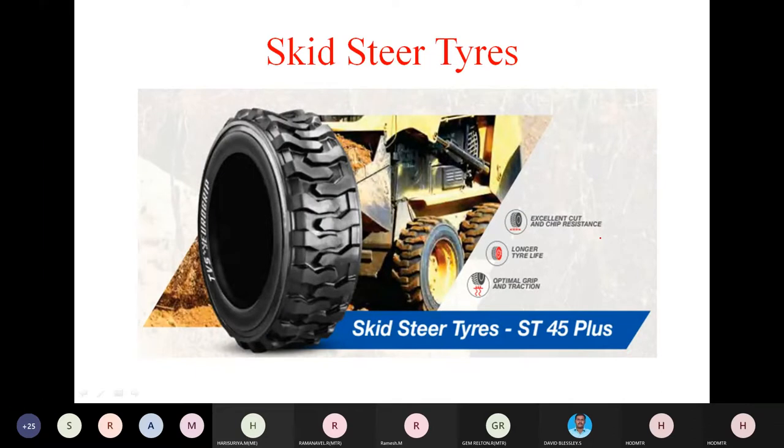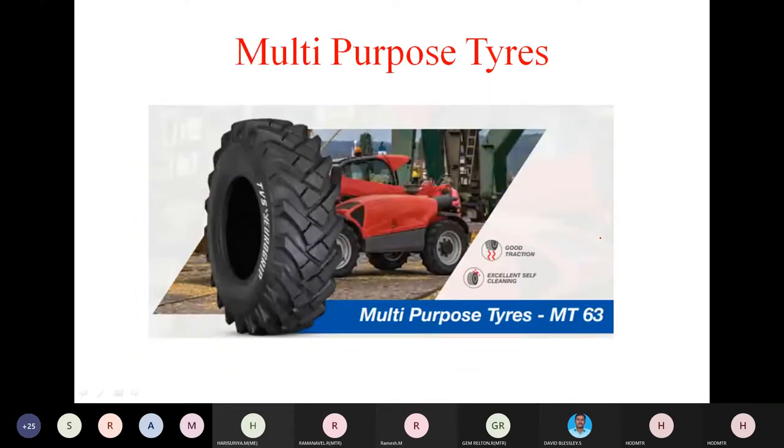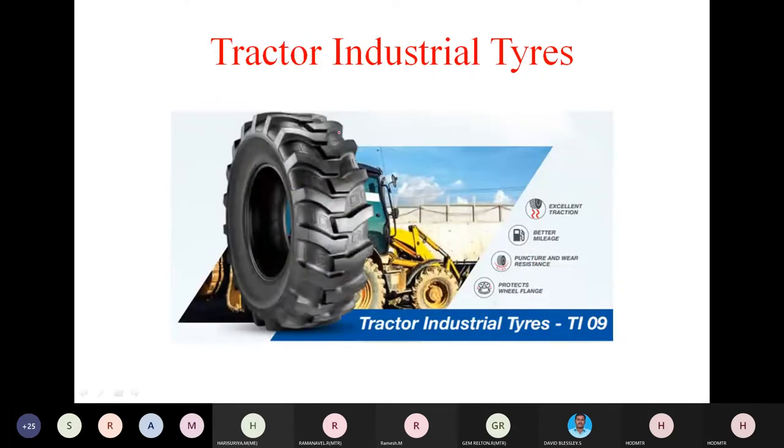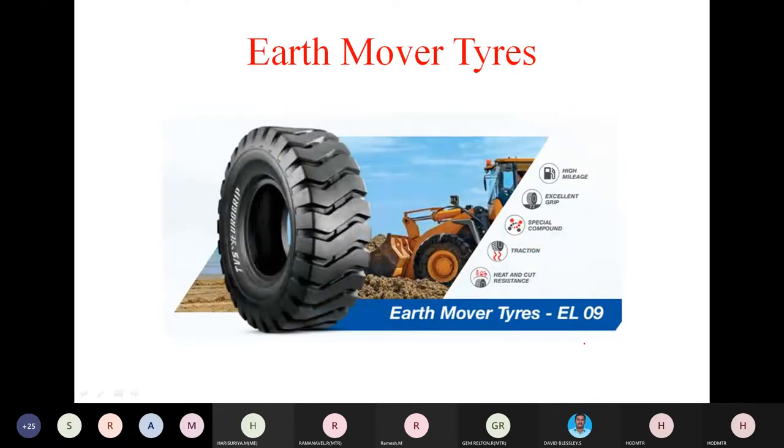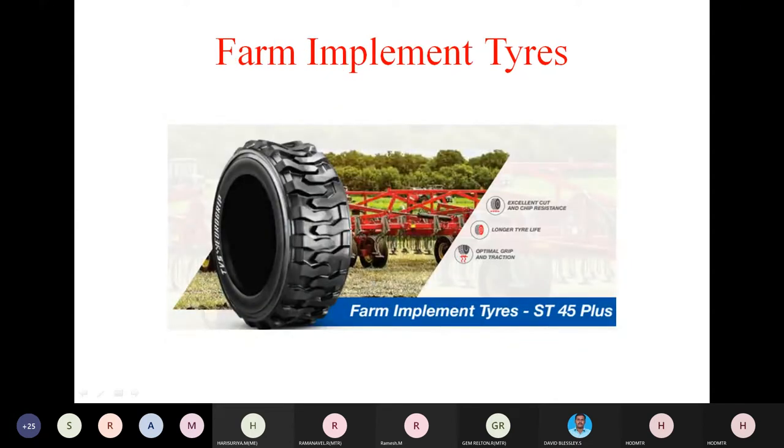Skid steer tires. This is a multi-purpose tire, which is used in tractors. And this is a tire which is manufactured specifically for tractors. It's called tractor industrial tires. And also they are producing earth mover tires. You might have seen earth movers during your travel on the roadside. For those earth movers also, they are producing the tires. You might have seen these types of equipment also in the field of agriculture. For that purpose also, they are producing farm implement tires.